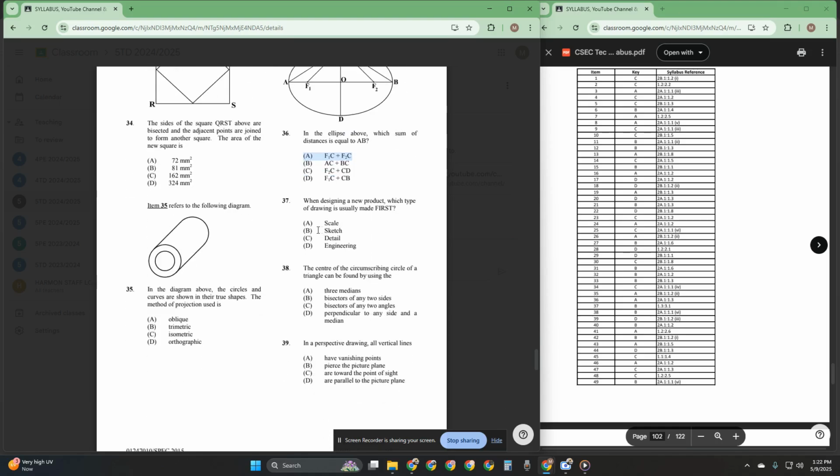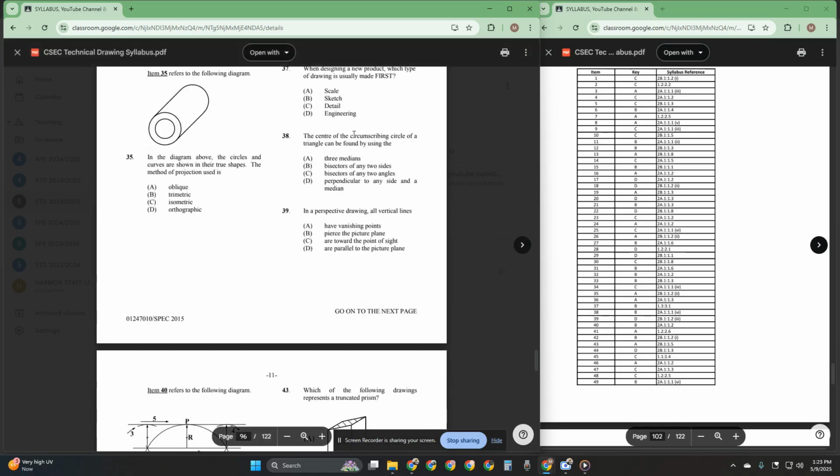37. When designing a new product, which type of drawing is usually made first? Is it a scale drawing, a sketch, a detail drawing, or an engineering drawing? 37. B. So the first thing you do is you sketch.